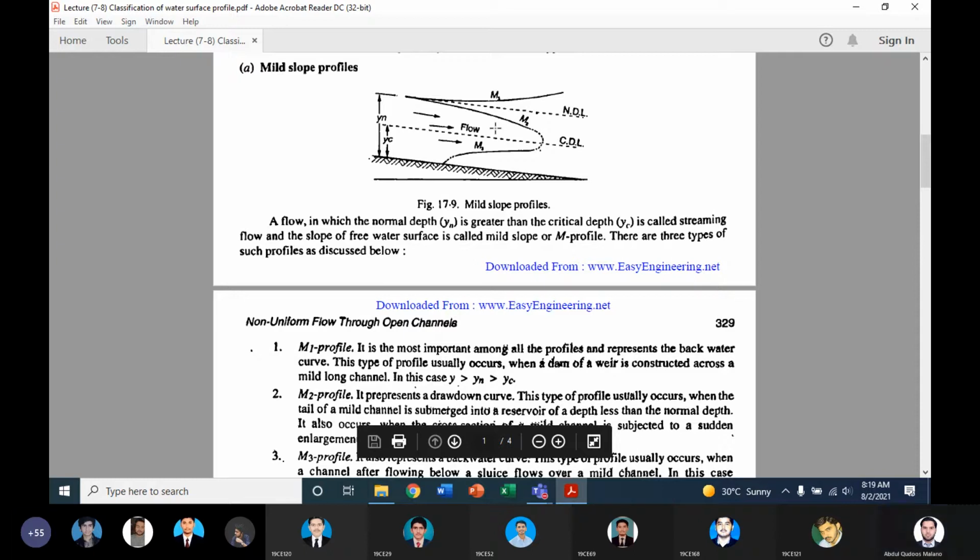So now just you remember about the mild slope. Okay, the slope is very less, so the influence of the gravity is not going to be that much greater as in case of the steep slope. So that is why the depth of the flow will be greater. Okay, so the normal depth is going to be greater than the critical depth, so we'll have the subcritical flow. The flow will have the less velocity.